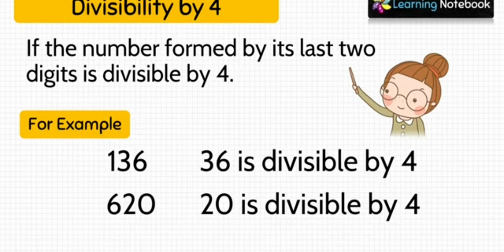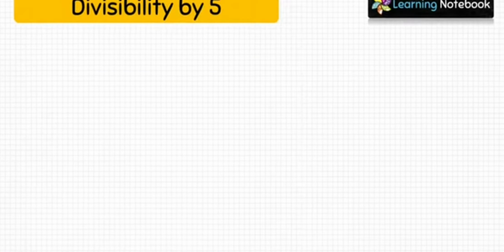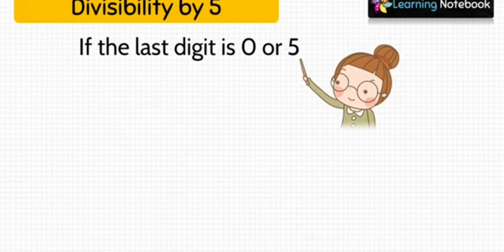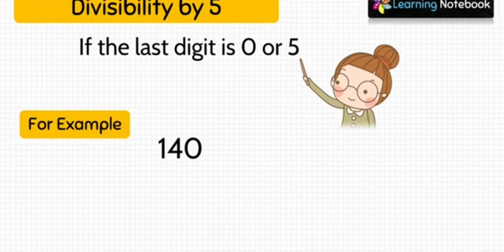Now, let's understand divisibility by 5. Students, this is very simple. We just need to check if the last digit of the number is 0 or 5. For example, 140 and 355. Here, the last digit is 0 or 5. So, the number is divisible by 5.